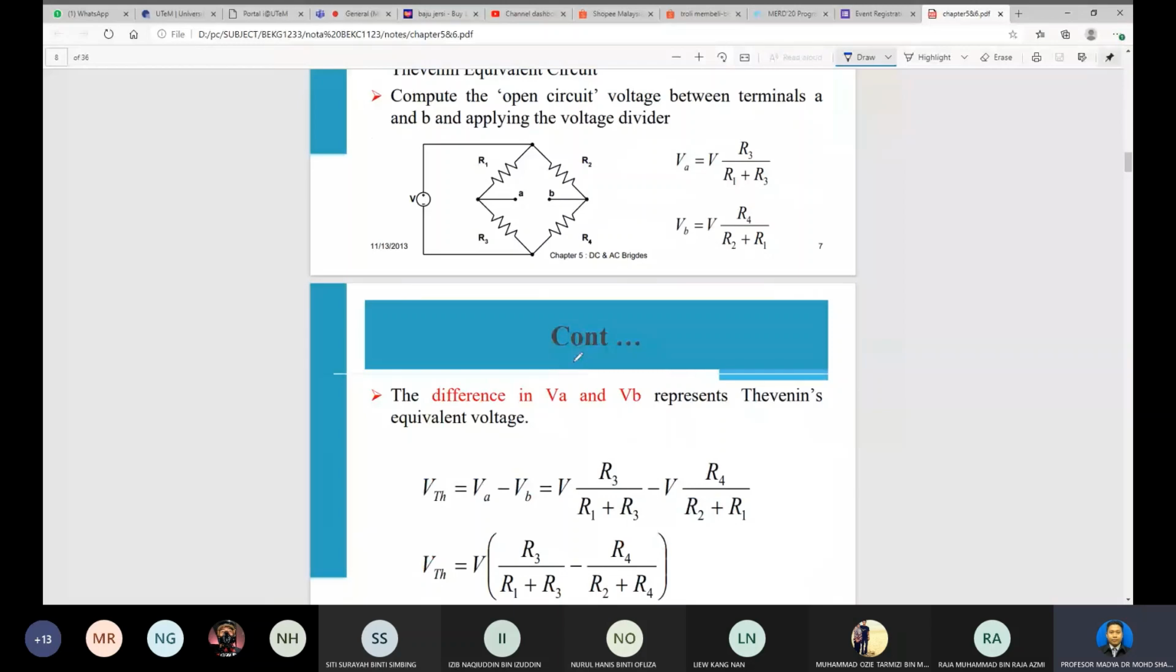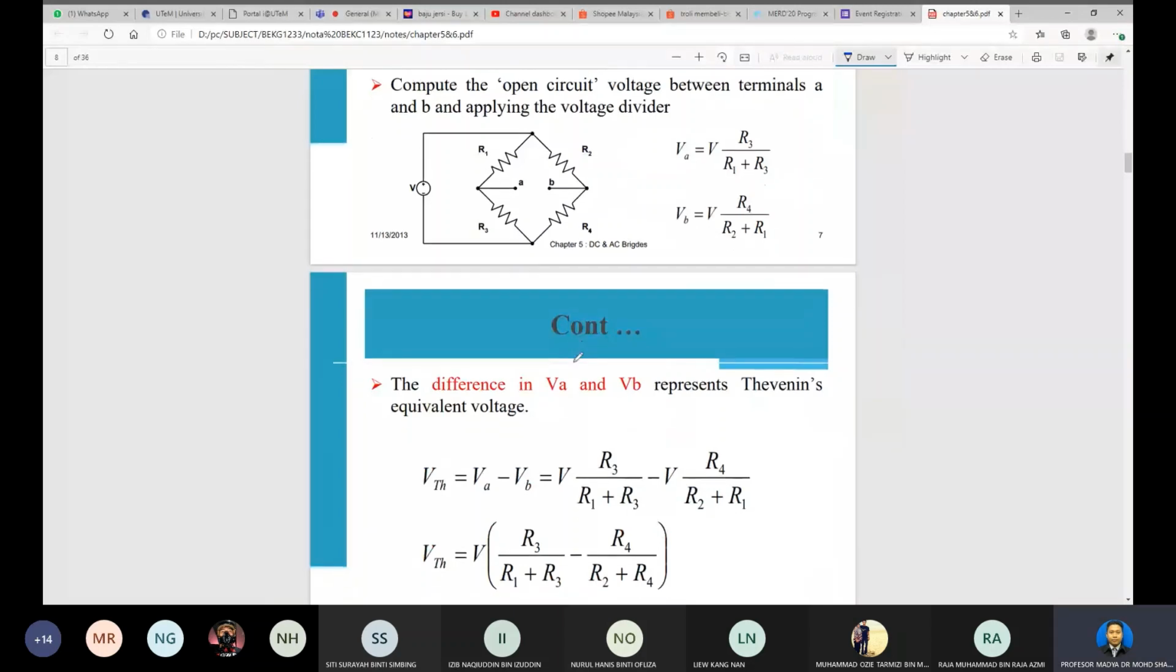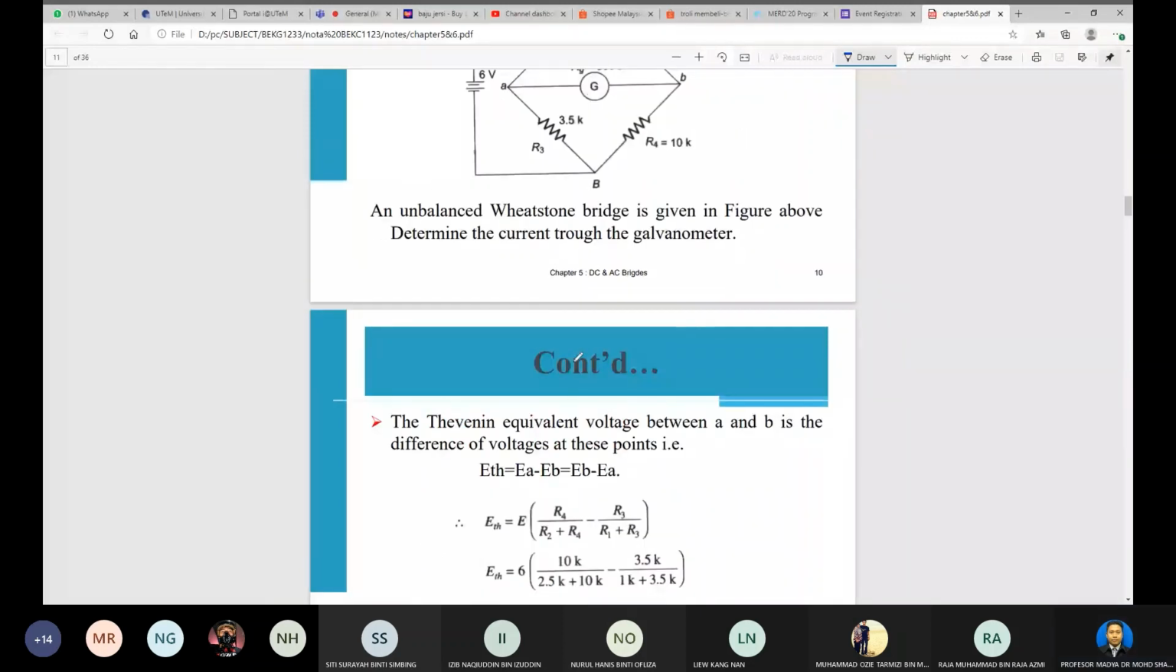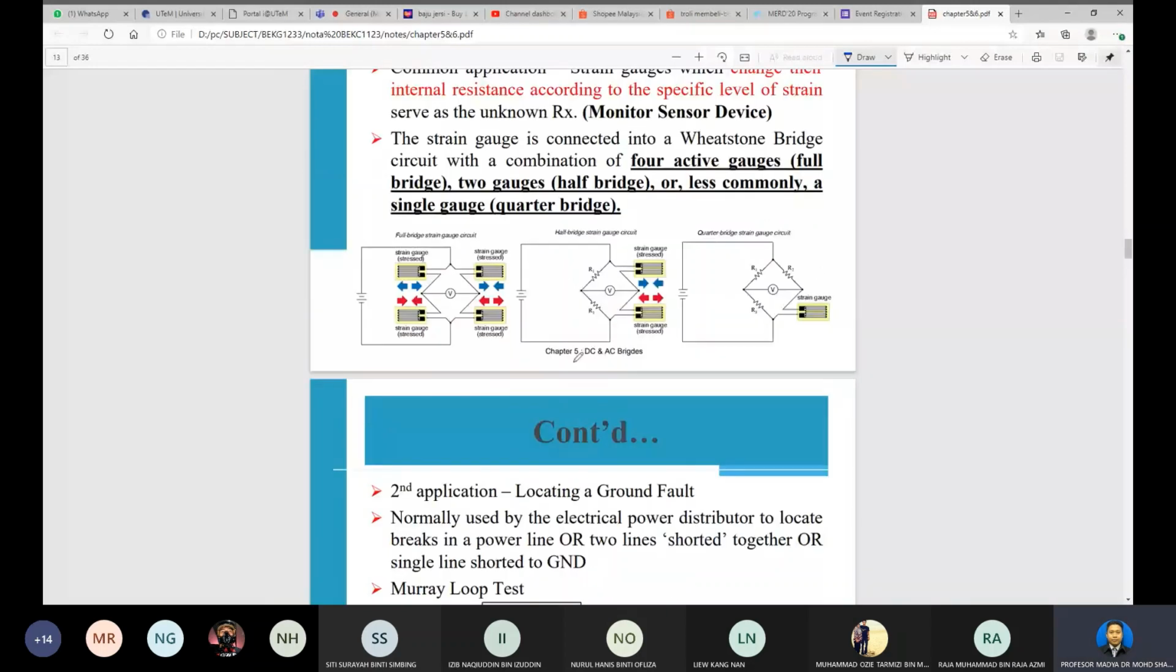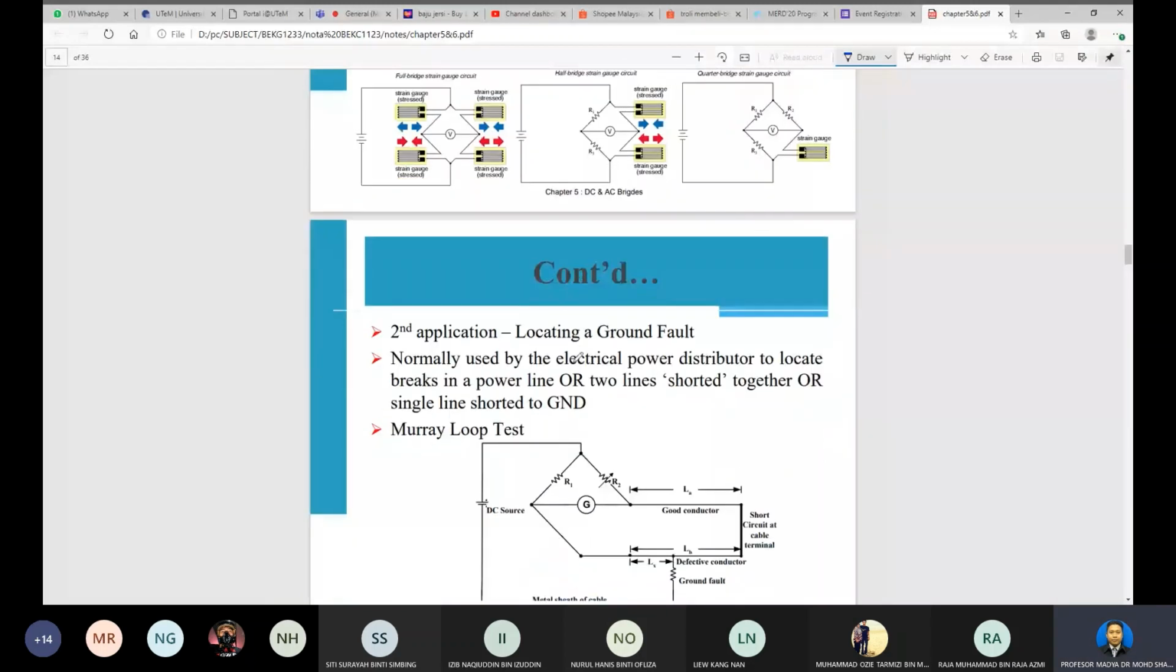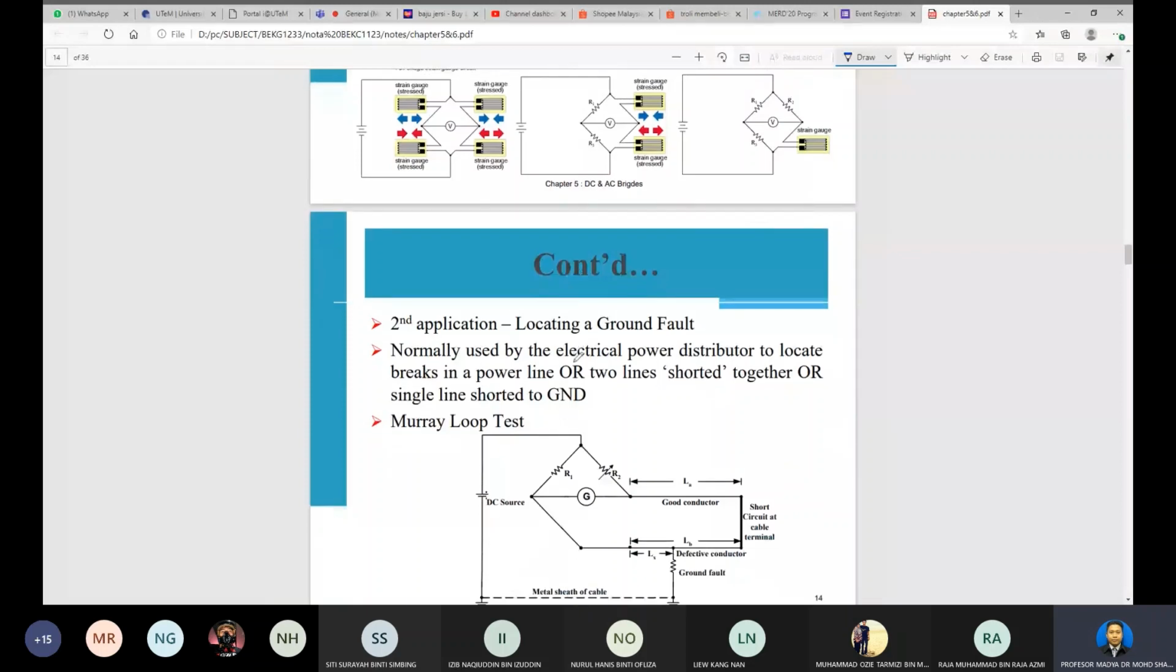Today we go to the AC bridge. This is a Wheatstone application. We can measure the strain gauge, and another application for Wheatstone is to locate the ground fault. These are some applications using the Wheatstone bridge.